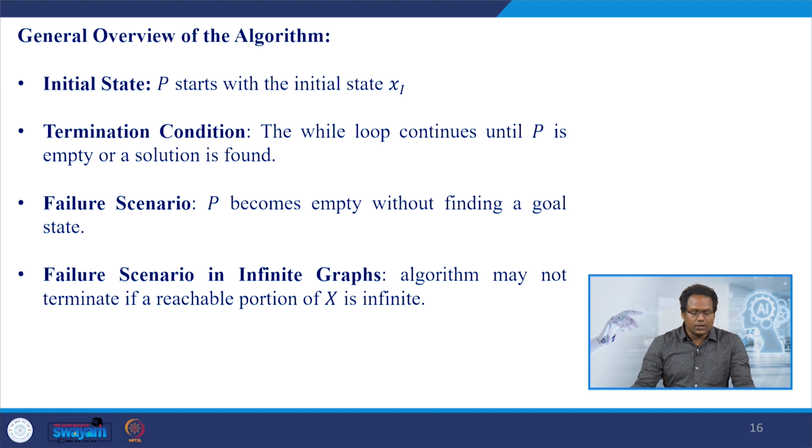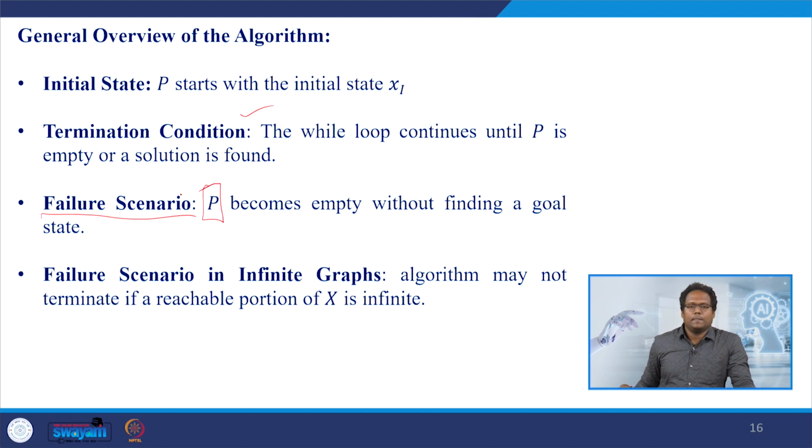Now, coming to the general overview of this algorithm. First, we start with the initial state, that means P starts with the initial state xi. There is a termination condition that we must also set, where the while loop continues until P is empty or a solution is found. Next, there is also a failure scenario where P becomes empty without finding a goal state.